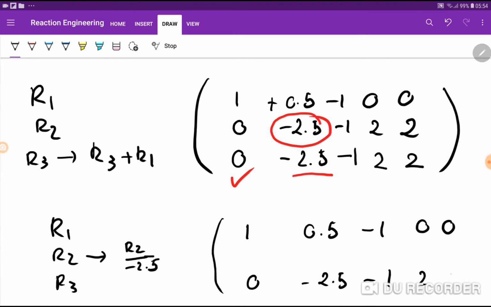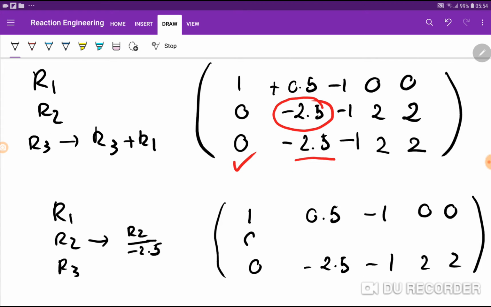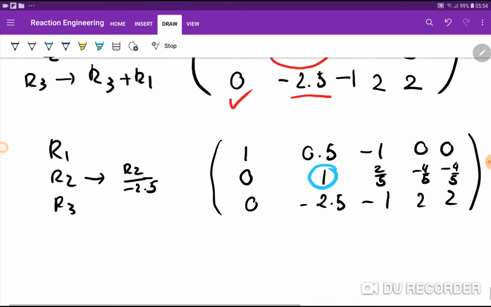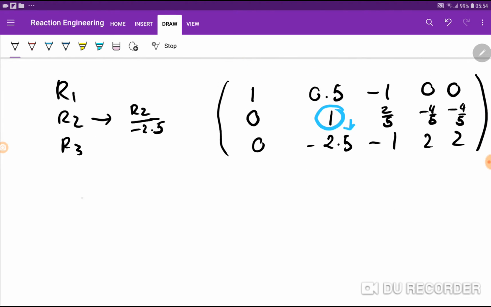Negative 1, 2, 2. Okay, so what would it become? It becomes 0, 1, 2 over 5, negative 4 over 5, negative 4 over 5. Okay, now we only have this as 1. That's really good. We're gonna go down and clean it. Make sure everything below is 0. So how do I do that?